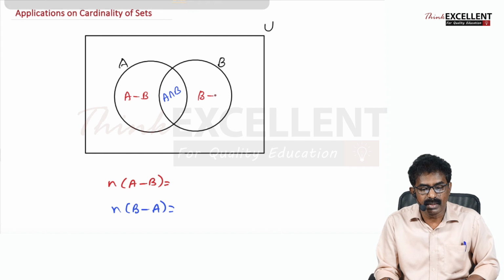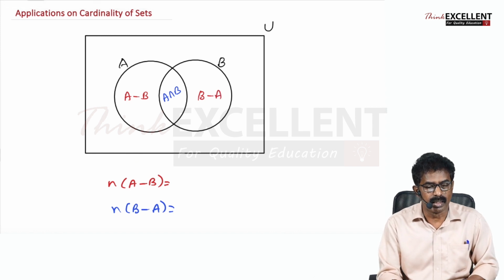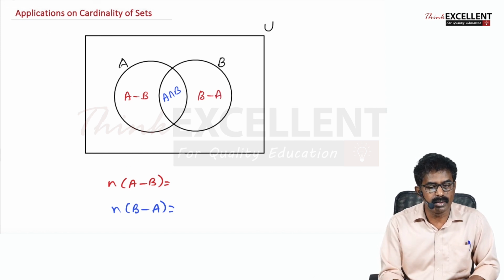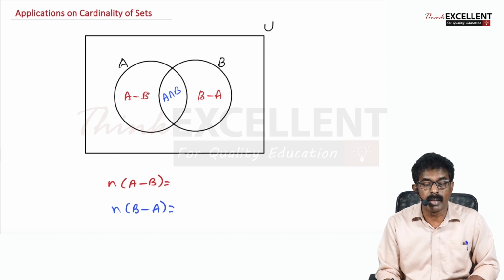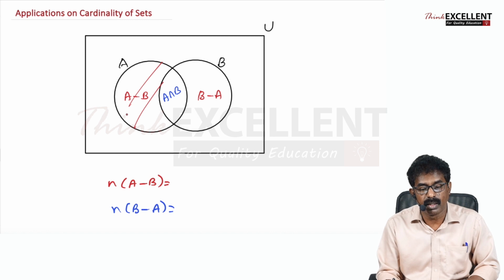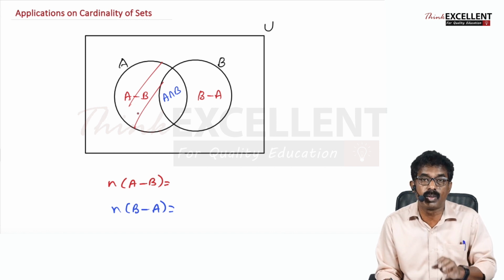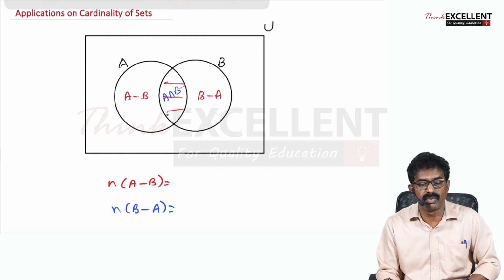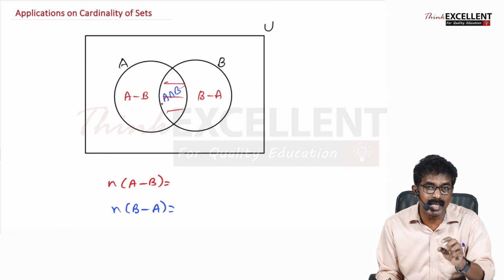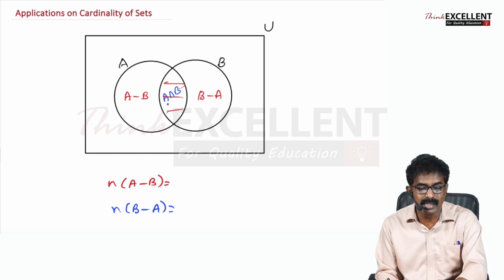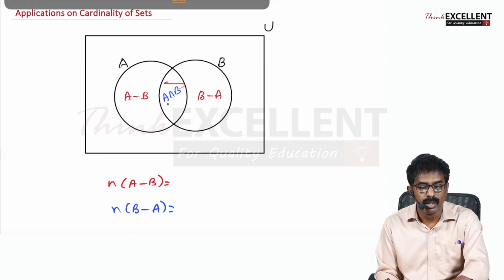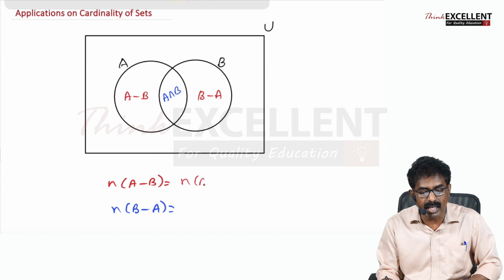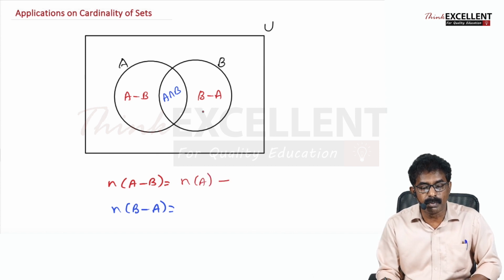B minus A, right? Now please listen here. How can you write N of A minus B? N of A minus B means this portion, right? How can you take this portion? It is in which one? It is in A, right? From A, remove that portion. That is A intersection B. You will get A minus B. So from A, you remove that middle portion. That is N of A minus N of A intersection B.